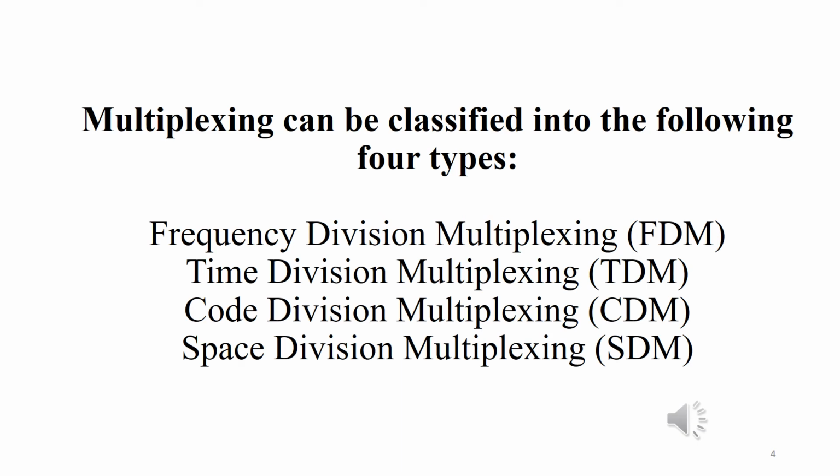Multiplexing can be classified into four types: frequency division multiplexing (FDM), time division multiplexing (TDM), code division multiplexing (CDM), and space division multiplexing (SDM).